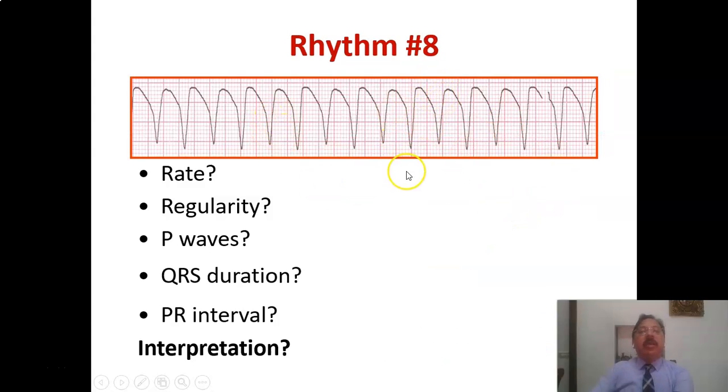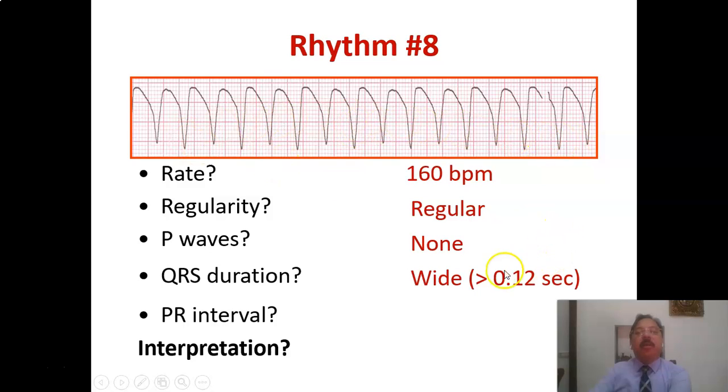Okay, so rhythm number 8. Rate is fast. Here this is tachycardia, 160 beats per minute. It's regular. P waves are not seen. QRS duration is very wide. PR interval none. And your interpretation, the same shape of QRS complexes. This is monomorphic ventricular tachycardia.